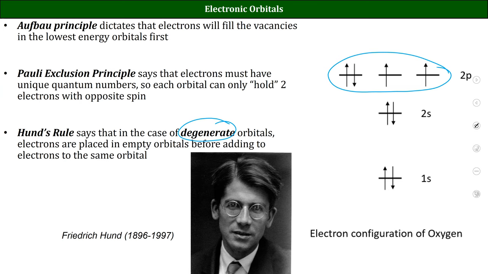So if you have three options that are all identical in energy, that are all degenerate, you start filling up each of the empty orbitals before you start doubling up. The analogy I always use, remember this, is like filling seats on a bus where everybody's a stranger. Nobody's going to voluntarily pair up to sit with another person while there are still empty seats on the bus, right?